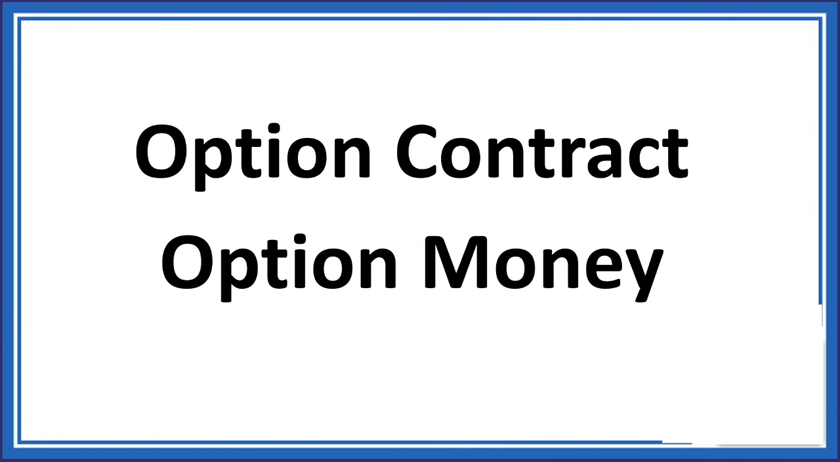Naiintindihan nyo? So, under Article 1324, we will encounter the term option contract at saka option money. Option contract, ito yung usapan na binigyan ni Pogi si Ganda ng, dito sa example natin is 10-day period within which to accept the offer, right? Yun is the option contract. Tapos, yung binayad naman ni Ganda to Pogi na 1,000 pesos is what we call option money. Okay? It is the money paid or promised for the option.